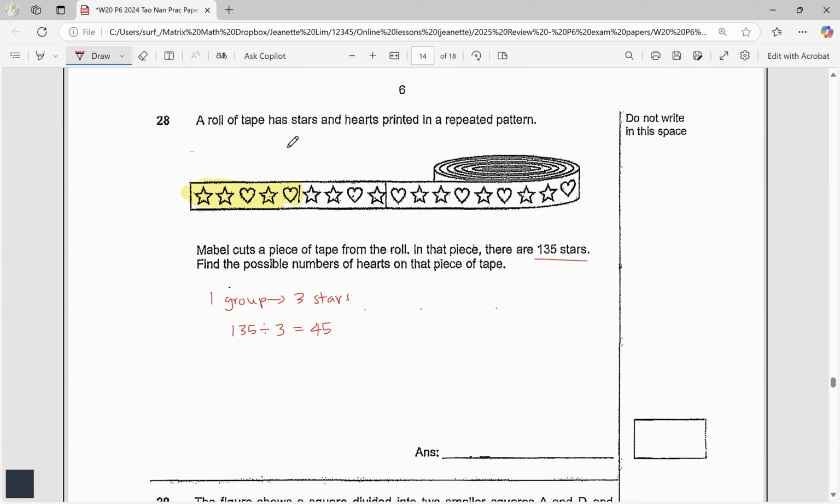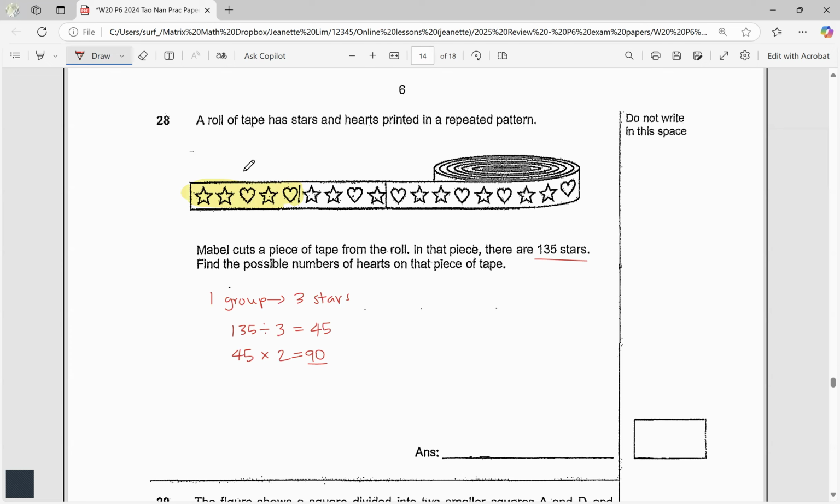Okay, so plainly looking at this, 45 groups, how many hearts will that be? So 45 times 2. Okay, this is one of the possible answers, if it's just like that. Then let's explore what happens if the tape that she cuts doesn't start as shown.